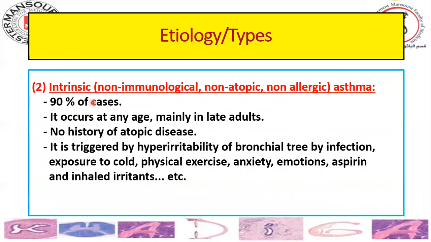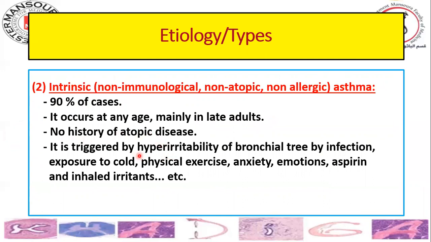While intrinsic asthma, the non-atopic, non-immunologic, non-allergic type of asthma, represents about 90% of cases. It is more common in adults, so we call it adult onset asthma. This type of asthma is not associated with family history or history of atopic or allergic disease.